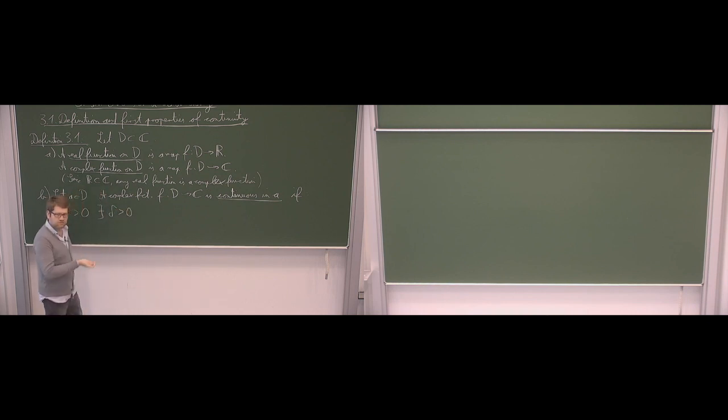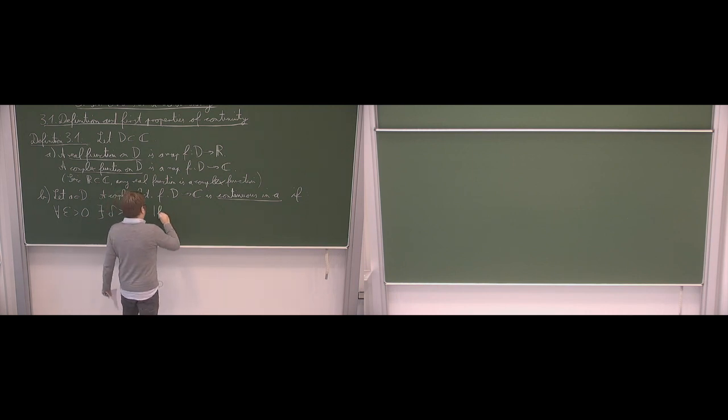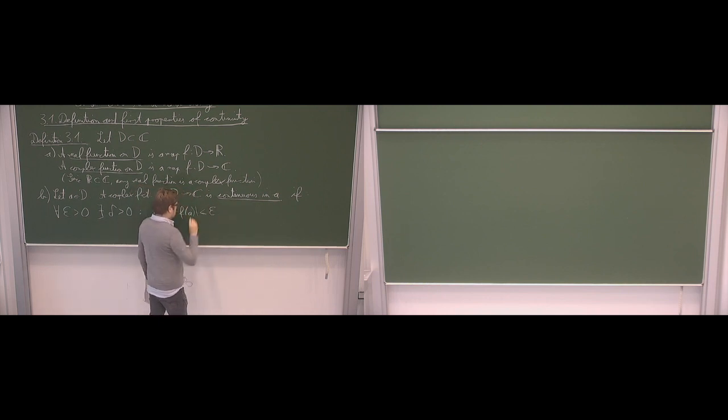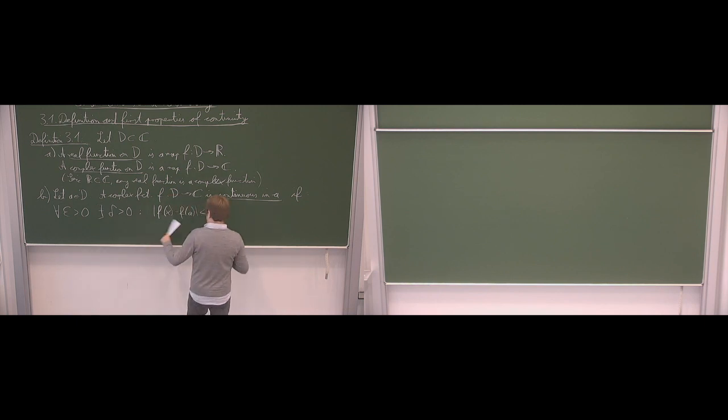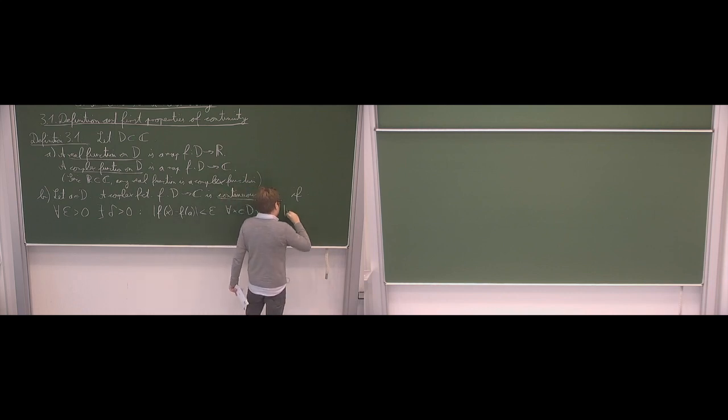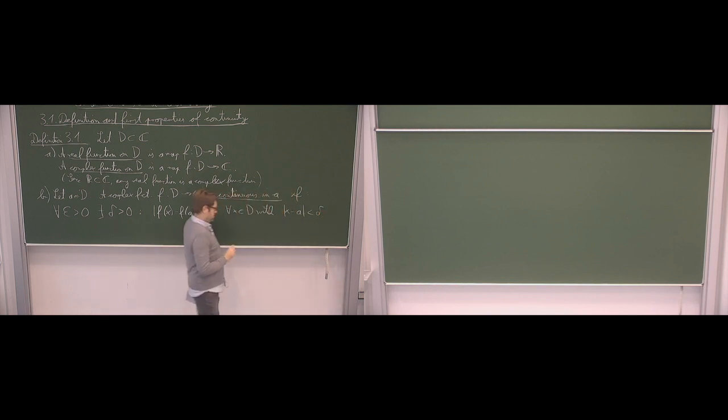So instead of an n0, we have now a delta, such that the following holds. The value of f of x minus f of a, for x supposed to be close to a, we want the difference of these values to be smaller than epsilon whenever x is sufficiently close to a, namely for all x in D with the absolute value of x minus a smaller than delta.